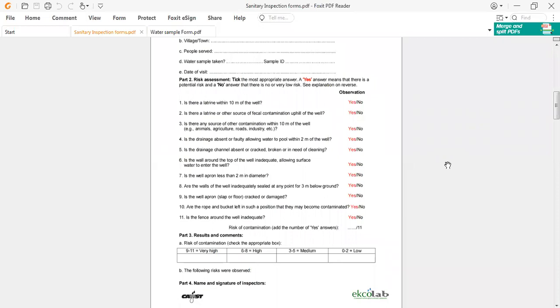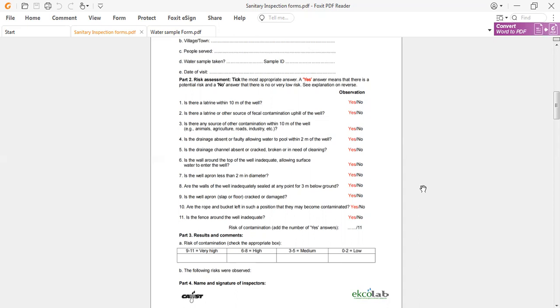Number 11 says, is the fence around the well inadequate? Normally, for a modern well, fences are supposed to be built around the well to prevent animals and even children from coming close to the well and contaminating it. So if there is no fence around the well, it means there's a high rate of it being contaminated. The same goes for the open dug well.